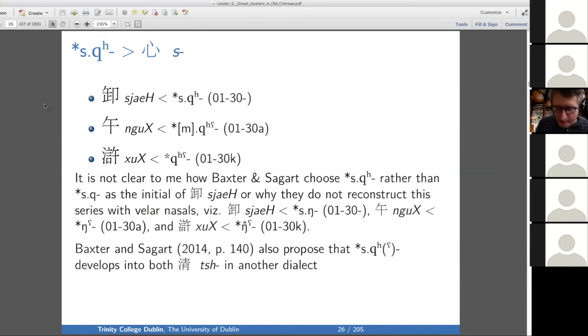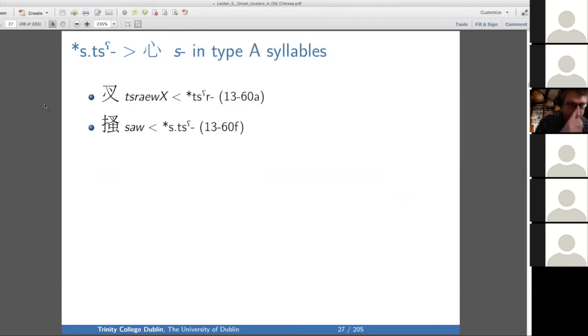And just to point out that they think there's actually a dialect split where SQH develops into ts in a different dialect. And actually, I think one of the most interesting and productive areas of their book is pointing to hypotheses of dialect variation that can then be more systematically explored.